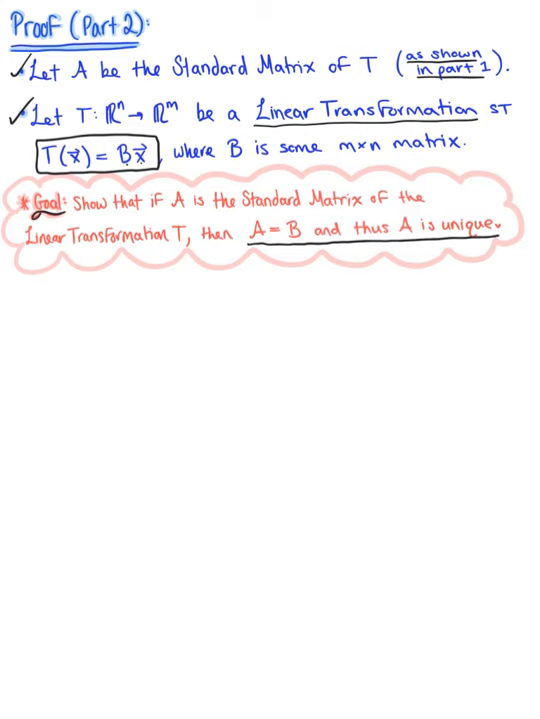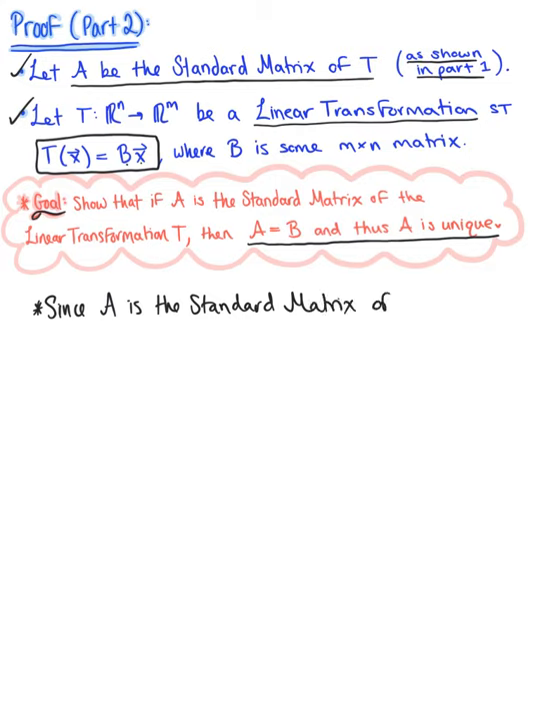So here we go. We're going to start by thinking about A as the standard matrix of our linear transformation T. Since matrix A is the standard matrix of T, we know the following. Matrix A is a matrix whose columns are defined by the images of the elementary vectors under the action of T. So we have the first column vector defined as the image of elementary vector e sub 1 under the action of T, and this continues.